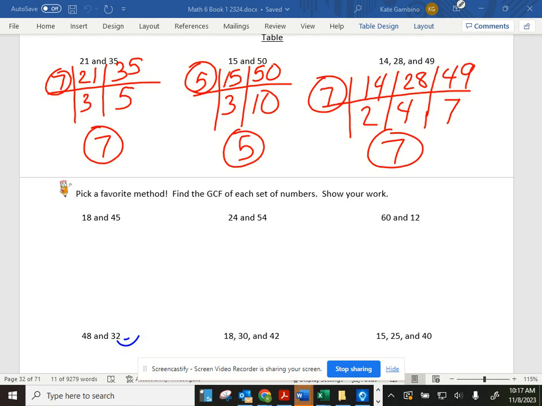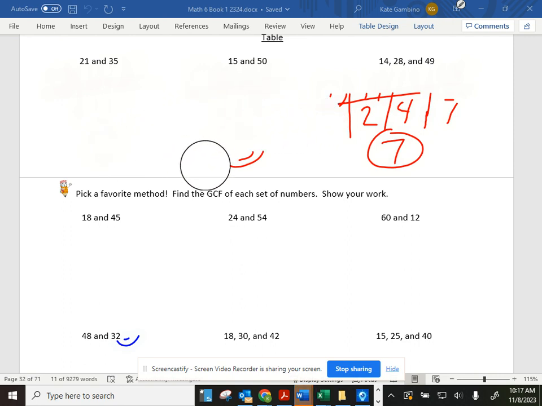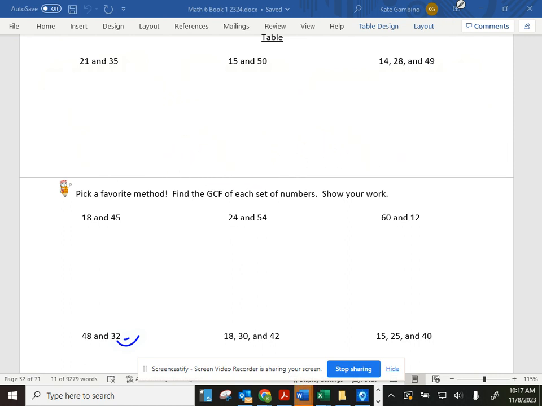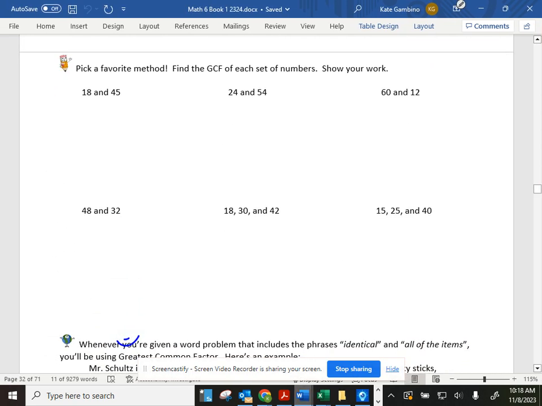So I do want you to finish those last 2 listing methods, listing all of the factor buddies and finding the biggest one that the numbers share. But I want us to have some work time today and to come and ask me questions if we have questions. So we're going to look at our second page to see what our work is for today. This one says pick a favorite method and find that GCF, the greatest common factor.